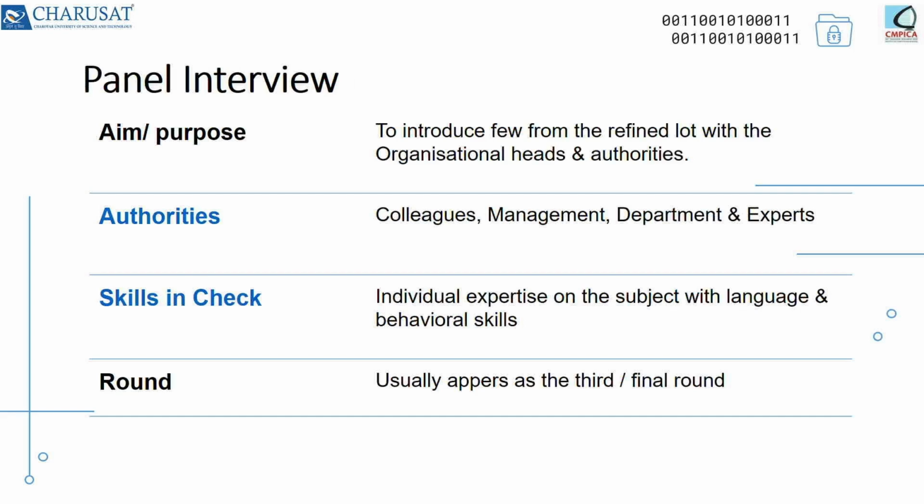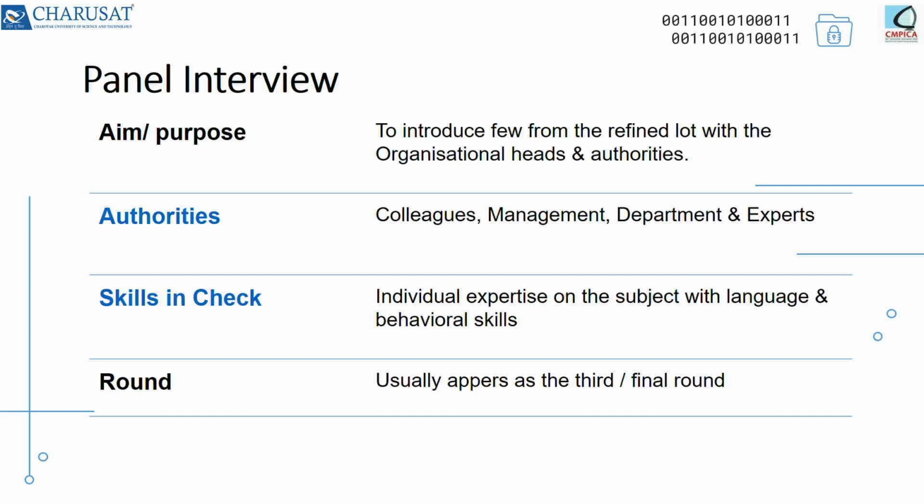So we move on to the third type of interview, titled the panel interview. When we speak of the panel interview, it is very important to keep in mind its aim and purpose, to introduce a few from the defined lot. Again, when we have already selected the picked ones, or even if there is no first or second round and there is directly a panel interview, what happens is that applicants and candidates have been selected based on the resume and the data provided therein.